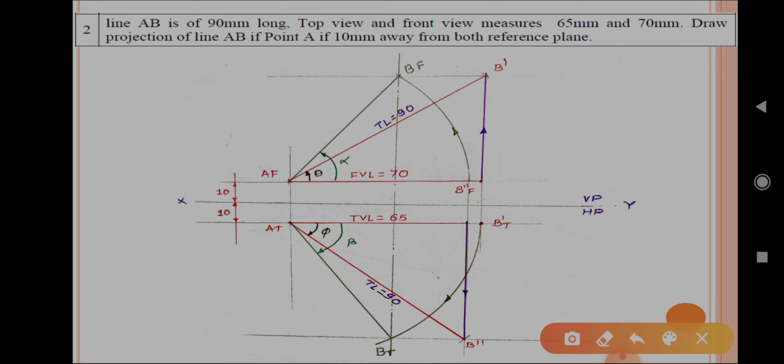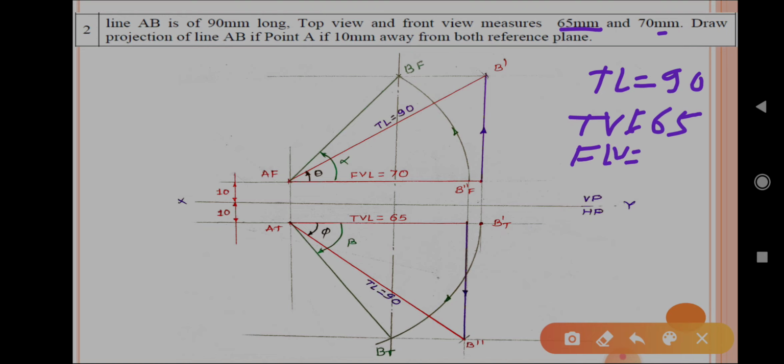Second problem. In the second problem, the same condition is given, that is, line AB is 90 mm long, means the true length is 90 mm. The top view and front view measure 65 mm and 70 mm. So TVL is given as 65 mm, and the front view length is given as 70 mm.